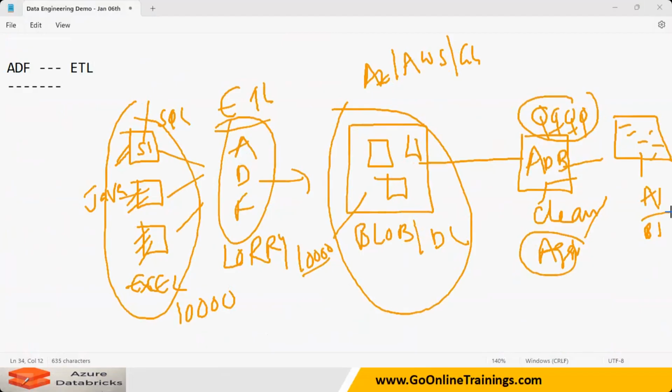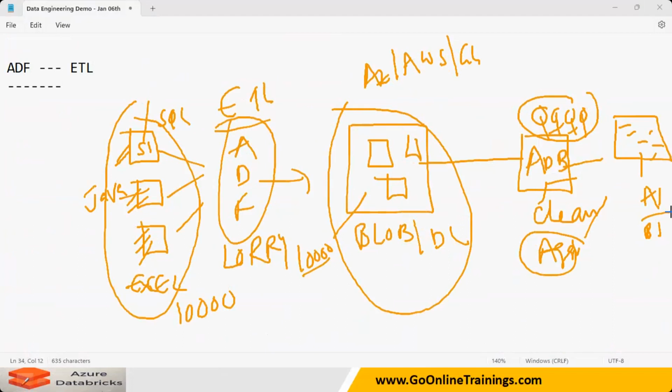It is a lorry service, a transport service. It gets the data from the different places. Why different places? Because think about Amazon doing business in India, in Africa, in the US and UK, everywhere. Amazon's data will not be in a single place, will not be in a single application, right?